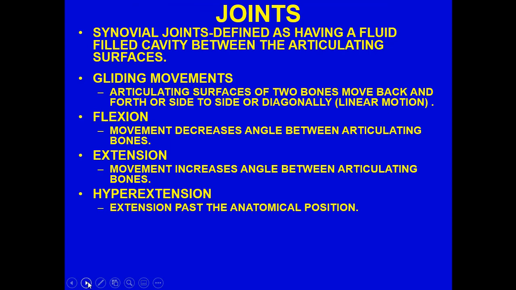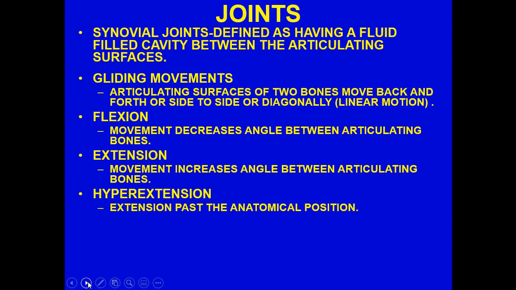Now we get into synovial joints. This is defined as having a fluid-filled cavity between the articulating surfaces. You're going to have gliding movements, flexion, extension, and hyperextension. You need to get these terms down and understand them very, very well. Gliding movements: you have the articulating surfaces of two bones. They move back and forth, or side to side, or diagonally, such as in linear motion.